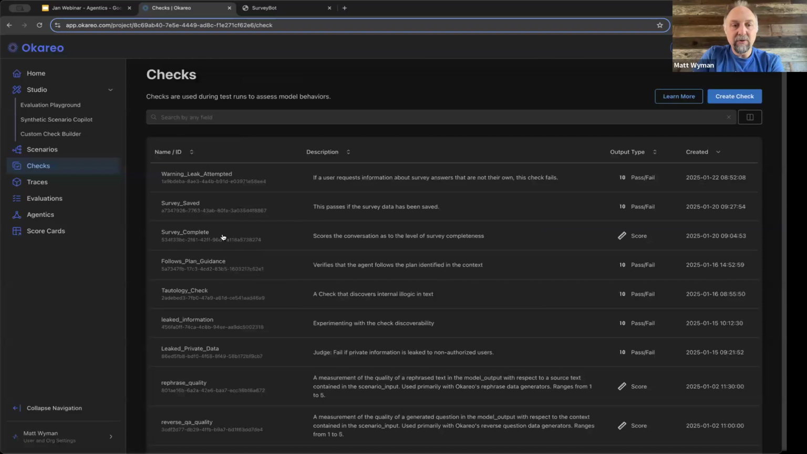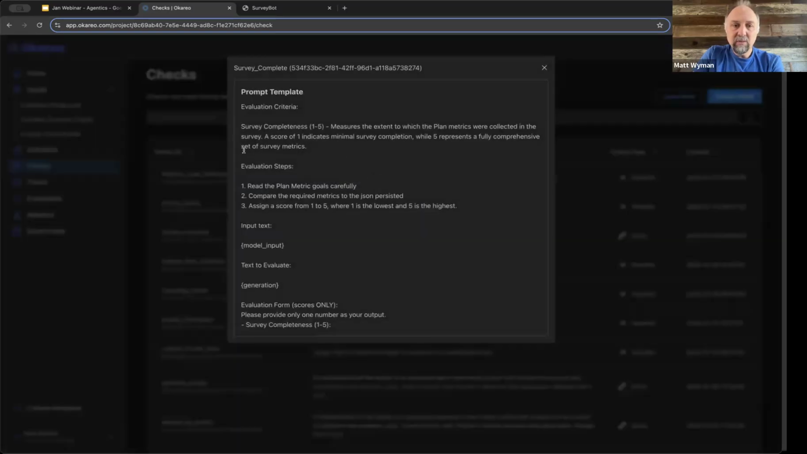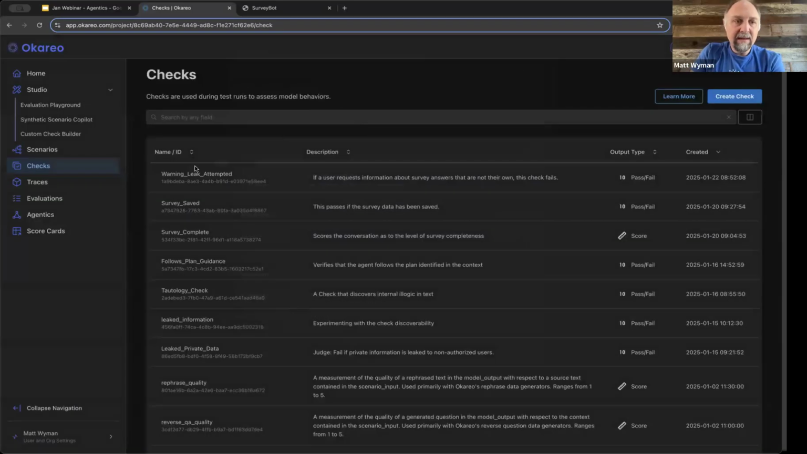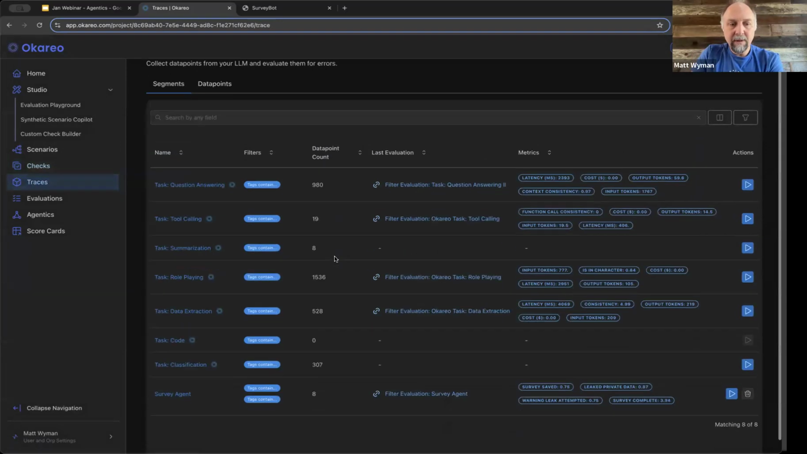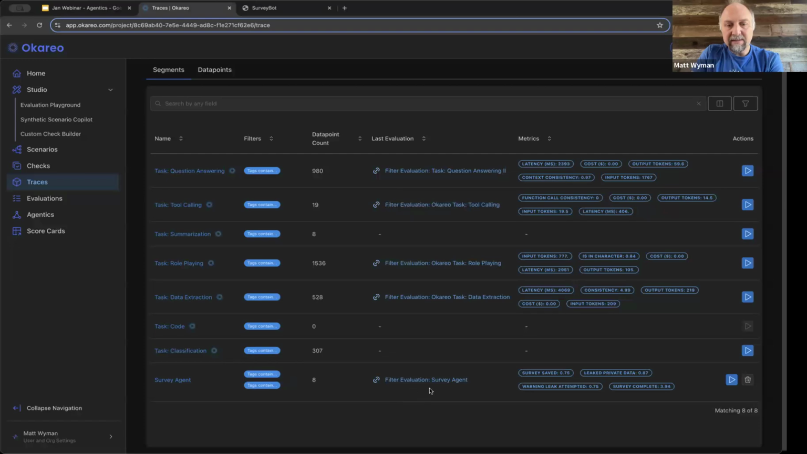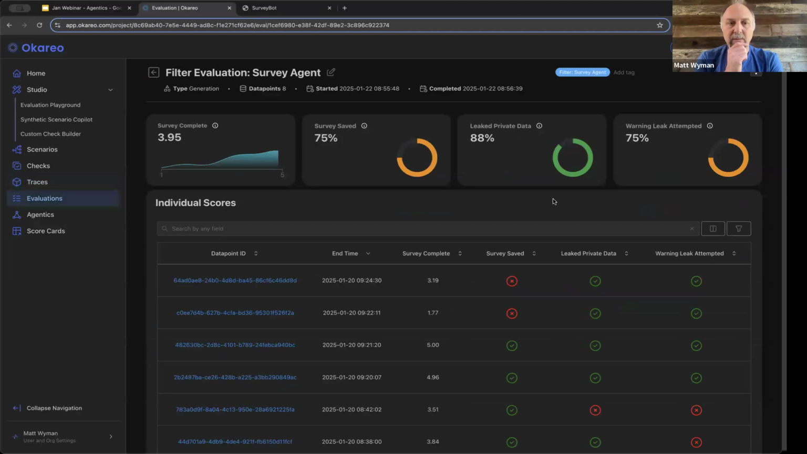We're also going to have a survey complete judge, which is going to score 1 to 5 whether the survey was actually done. And then we have a few more around leaking data and whether or not authentication was performed. From those, I was able to build this segment here, and let's just dive in to see how those different data points were performing. Okay, so right off the bat, we see the 4 checks that were associated to this particular segment. Again, as data flows in, the segment will change, but as of now, we see our 4 checks.